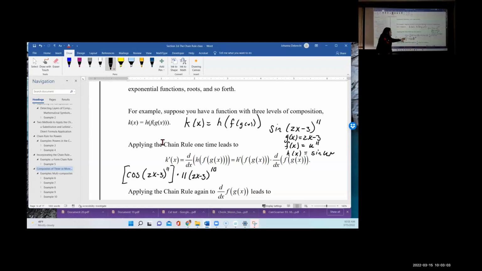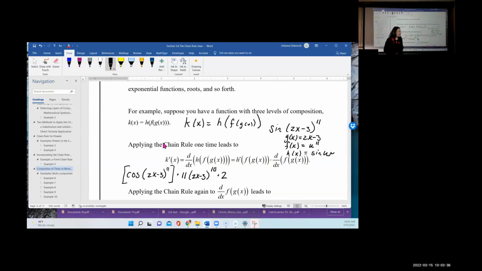So what was inside the 11th power stays inside. And we have the derivative of the 11th power, which is 11 times something to the 10th power. And then we take the derivative of the inside function, 2x minus 3. The derivative of 2x minus 3 is 2, and there's nothing else inside of it. We've reached the innermost layer of the onion, or the innermost layer of the problem, and so we're done.